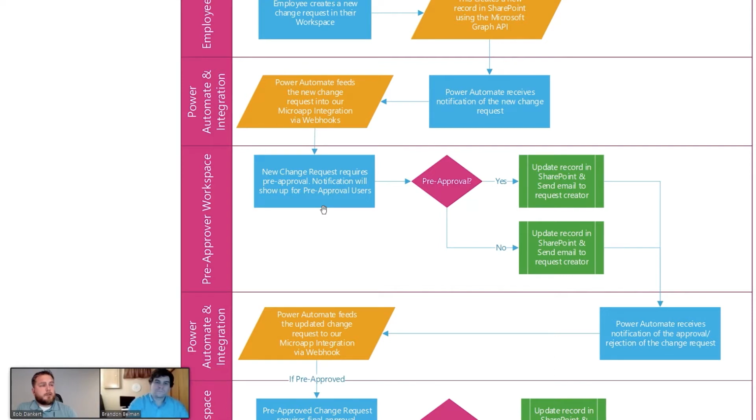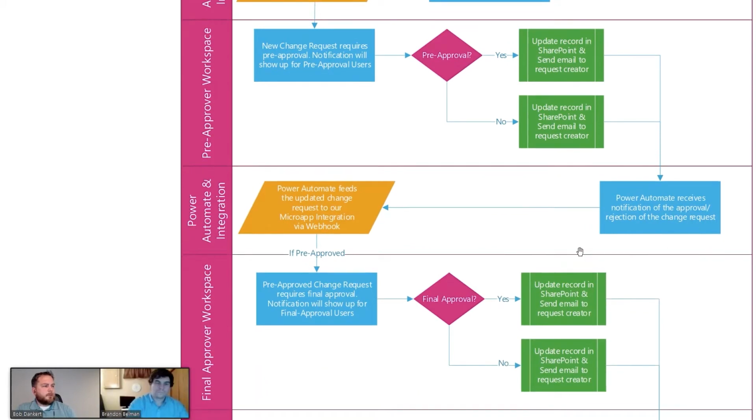Notification is going to show up in the Citrix Workspace for the pre-approval users, indicating that there's a new change request awaiting pre-approval. They get to review the request and decide whether they want to approve it or reject it. And approving or rejecting it is going to update the request in SharePoint using the Microsoft Graph API. Once that happens, it's going to send an email to the request creator to let them know whether it was approved or rejected. Again, because the record was updated in SharePoint, Power Automate is going to get notification of that and update our record in the Microapp integration in the Citrix environment via the webhook.